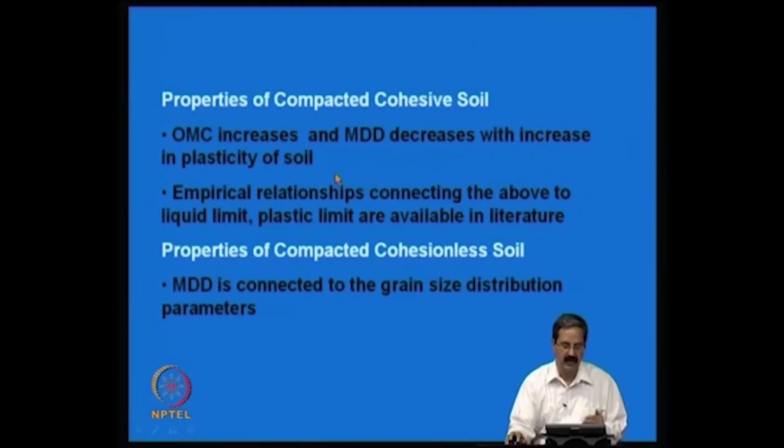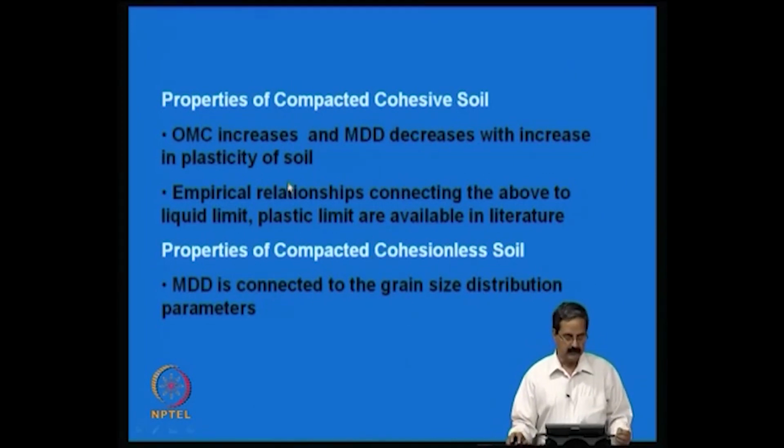Say for example, if you are looking for a higher density, then you should go for a less plastic soil. For example, the plasticity, in the sense of liquid limit, plastic index, plastic limit and shrinkage limit, these are all limits on which one can classify the soil behavior.